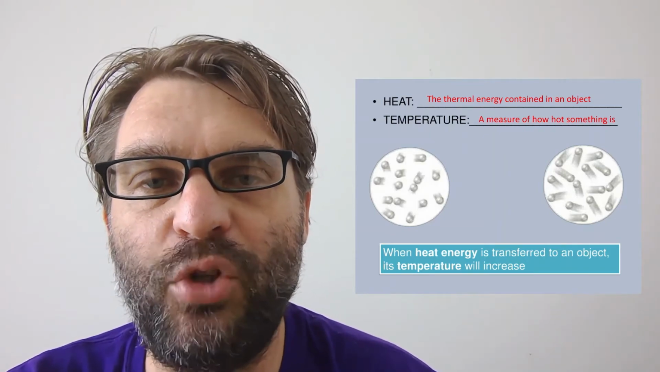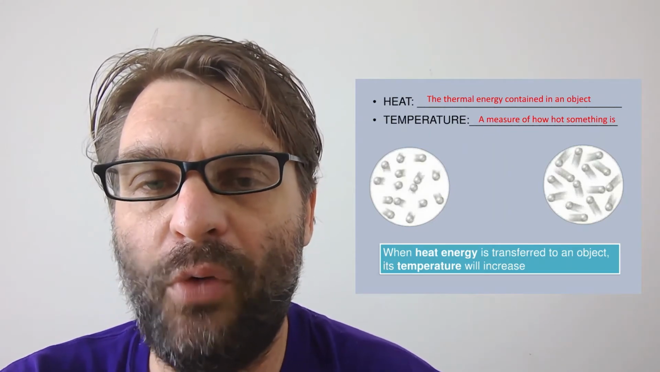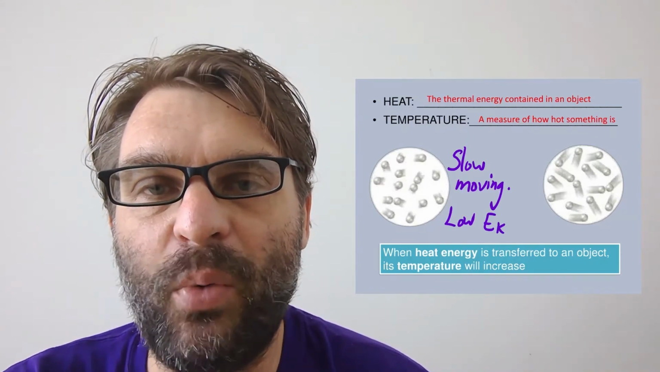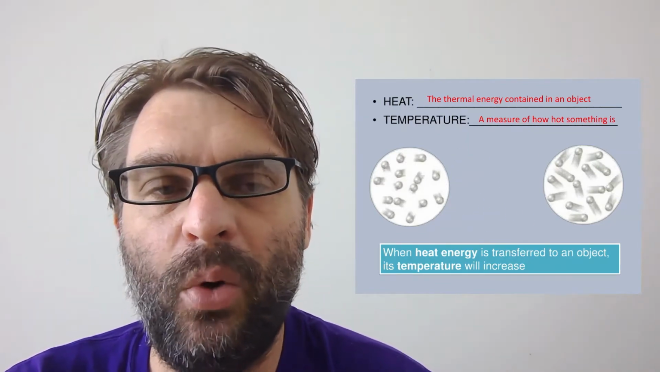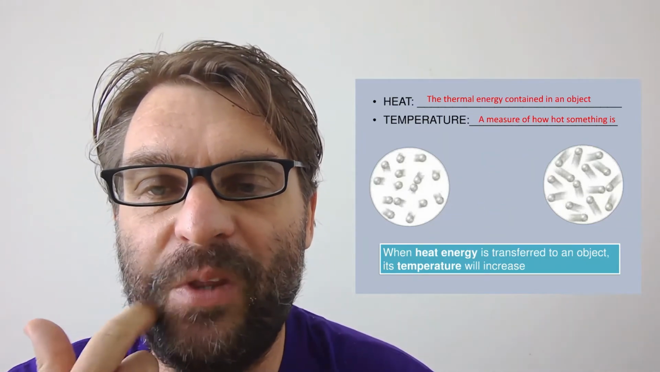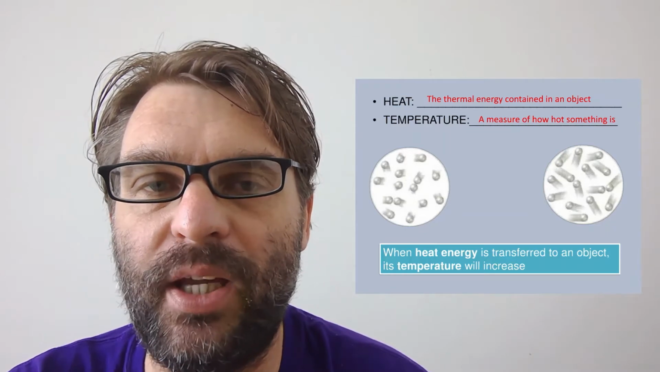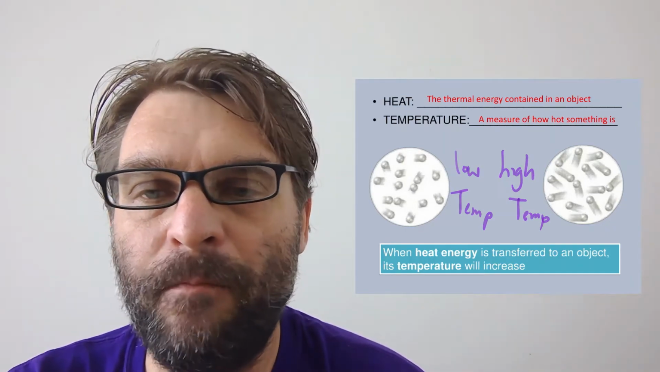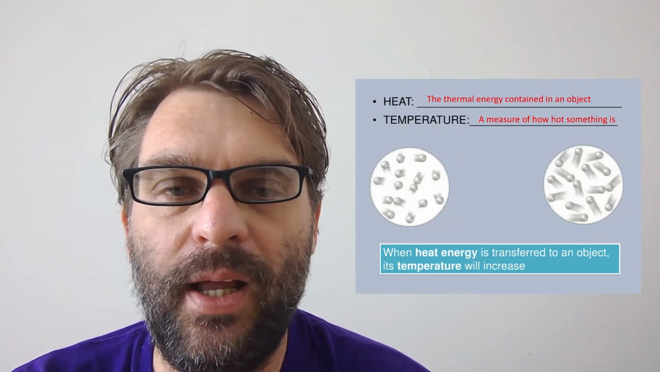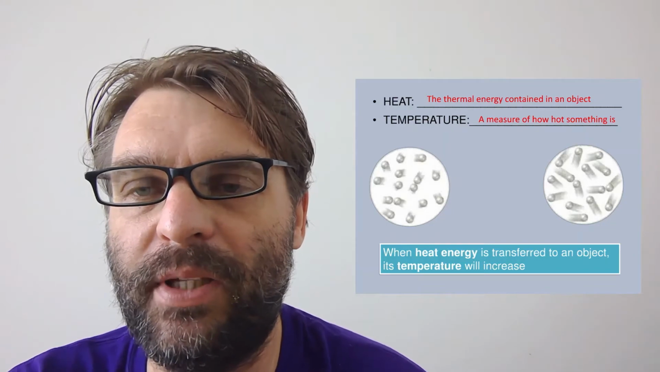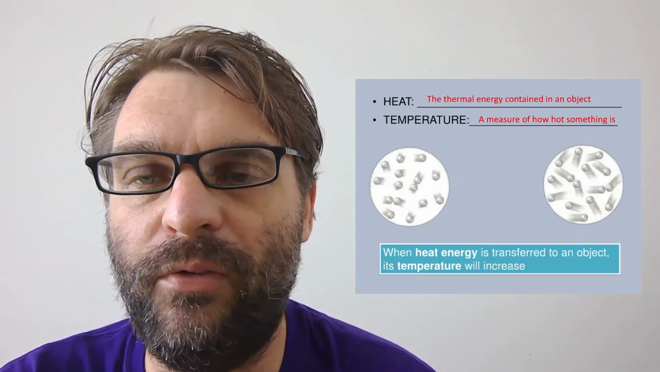Okay, so here we have 2 examples of particles. On the left-hand side, you can see the particles are kind of slow moving, so they would have a lower temperature, whereas those on the right are moving faster, and therefore they would have a higher kinetic energy, and therefore the temperature would be higher. So when the heat energy is transferred into an object, then the temperature will increase because the particles inside that particular object will start to move faster.